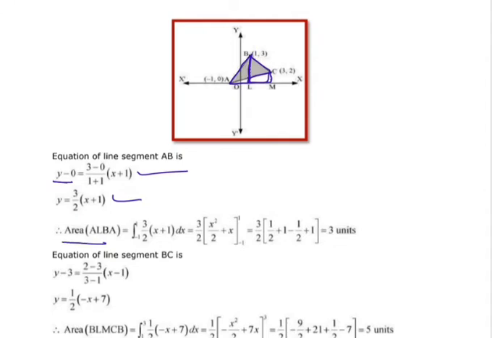So the area ALBA, this region, the first region we are finding here. It is equal to the limit minus 1 to plus 1, so x value minus 1 to plus 1, 3 by 2 x plus 1 dx. So 3 by 2 taking outside, integrated: x square by 2 plus x, minus 1 to 1. 3 by 2 as it is, applying upper limit minus lower limit, what we get here is 3 units, the area of ALBA.